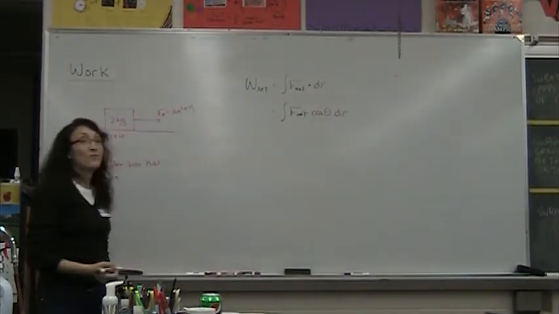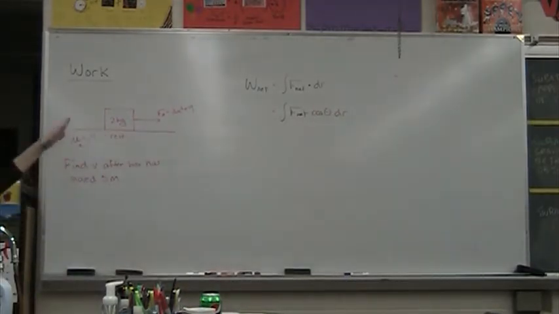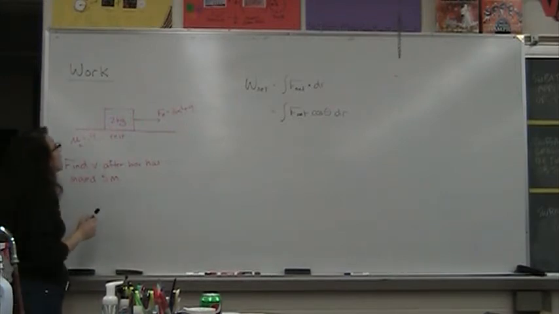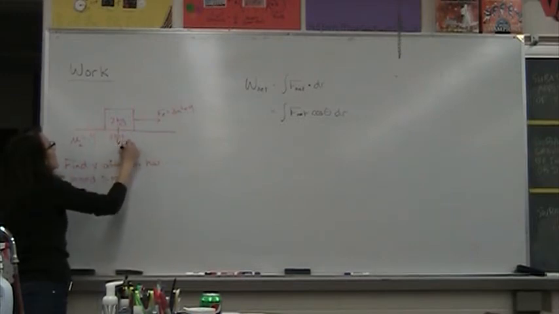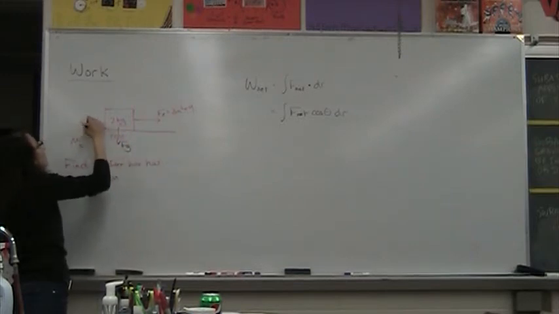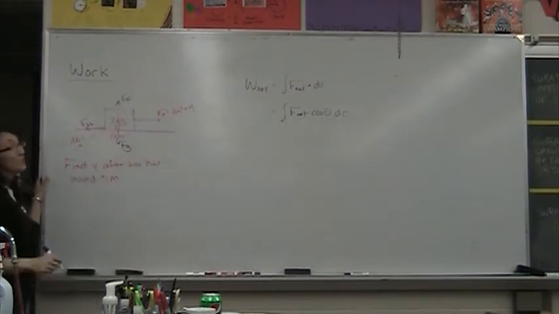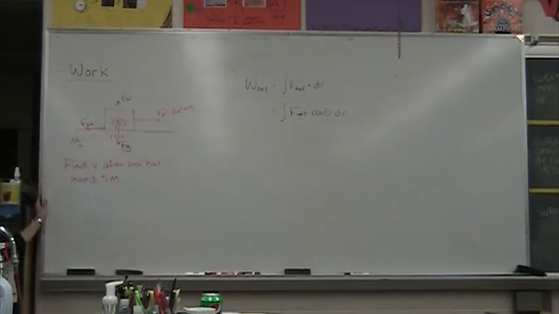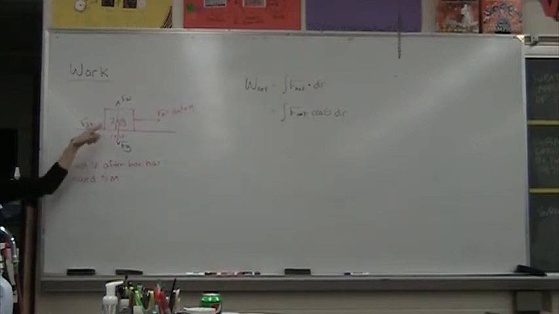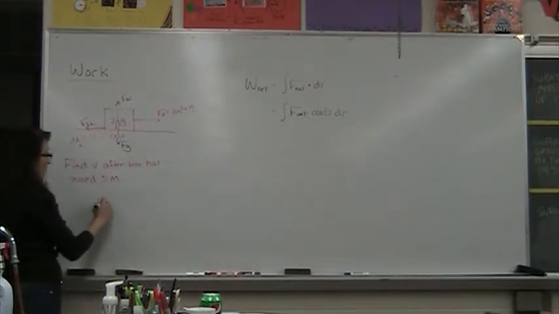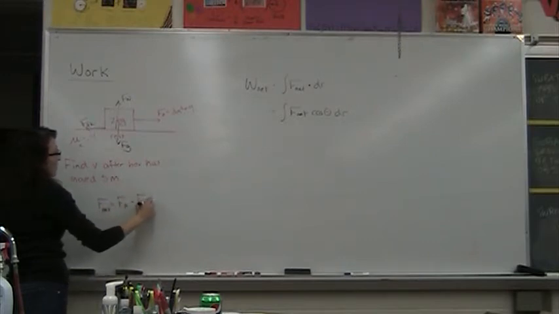If we're going to use this approach for work net, we actually have to figure out F net. So what other forces are acting on this thing? There's Fg, we've got some friction, and the normal force. Which ones are contributing to the net force here? Just the friction and the applied force. So F net is going to be Fa minus Fk.